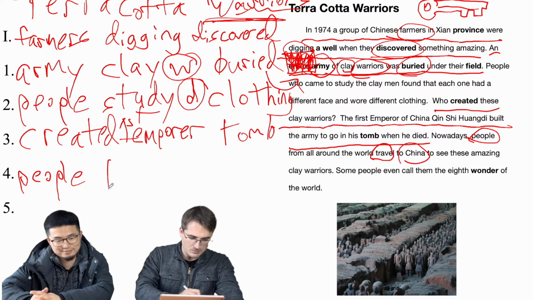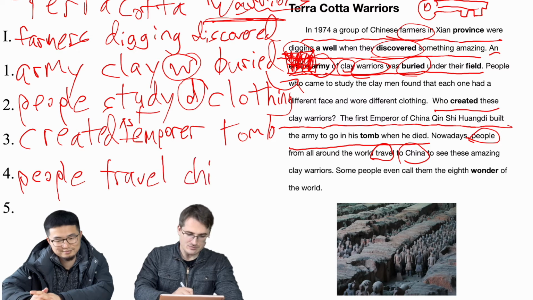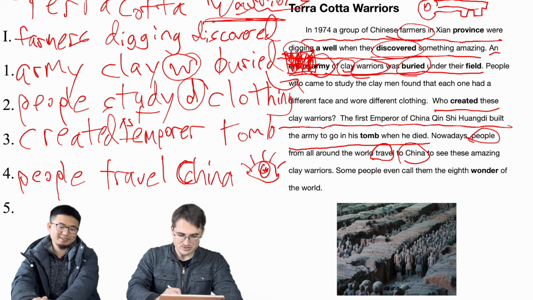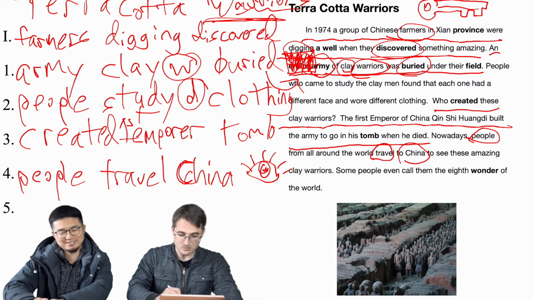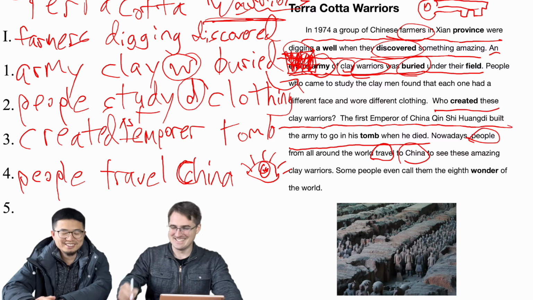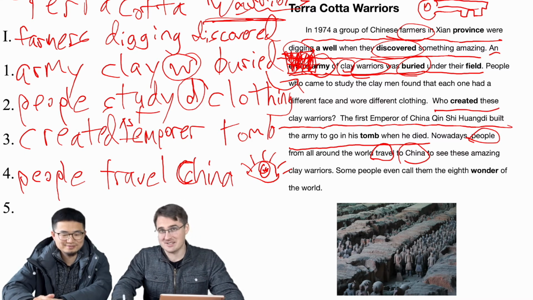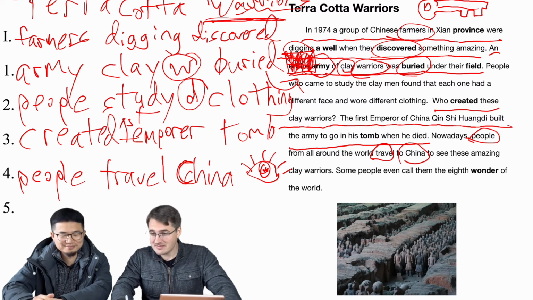Okay. Why don't we add a few more details? People travel to China, and we can add a picture. Sorry, China, big C. China to see. I'm going to draw a picture of an eye. That's a scary eye. You can draw a nice eye if you want. Okay.